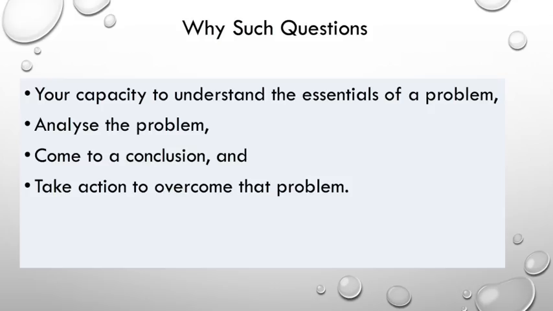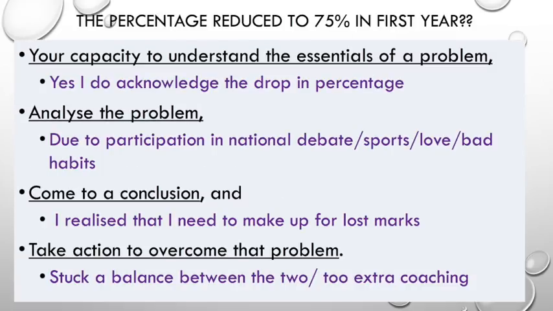In such questions, he checks your capacity to understand the essentials of a problem, analyze that problem, come to a conclusion, and take action to overcome that problem. If your answer covers all these sequences, you can be rest assured that you have done well in those questions. Let's see how. In the first question, your capacity to understand the problem is to acknowledge that yes, sir, my percentage did drop in the first year. The analysis of that problem can be that it happened due to participation in either national debate, sports, maybe due to love or some bad habits.